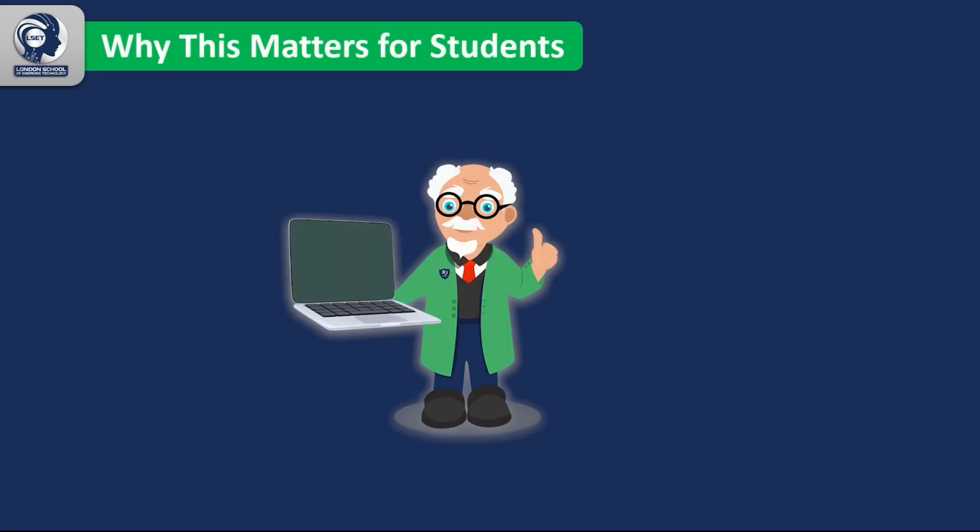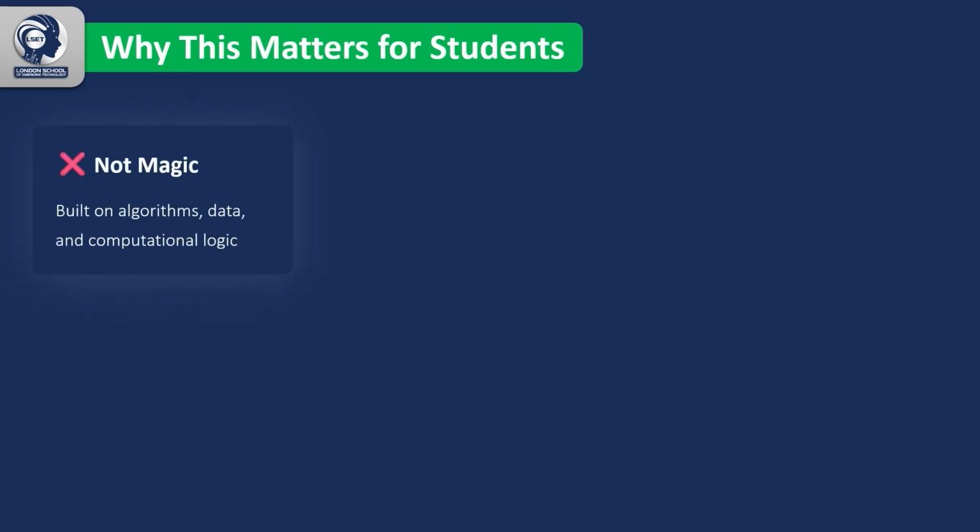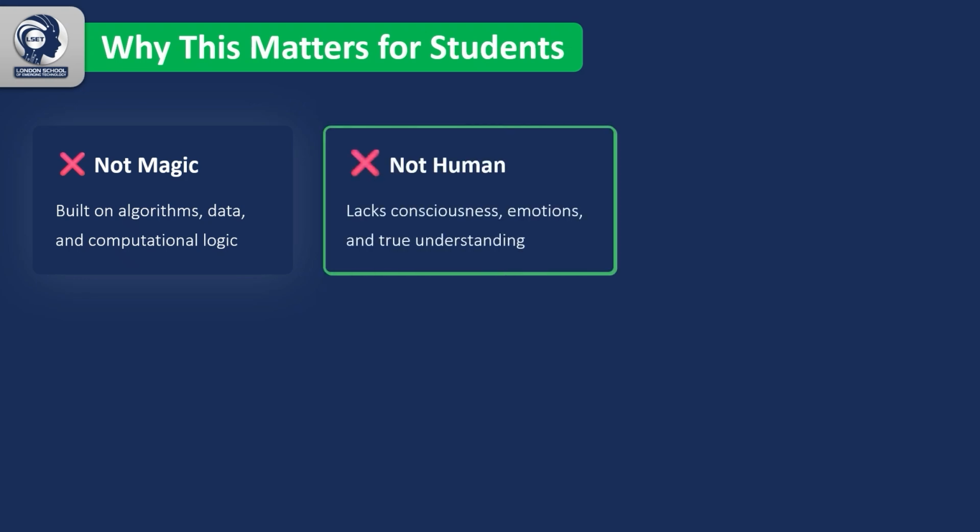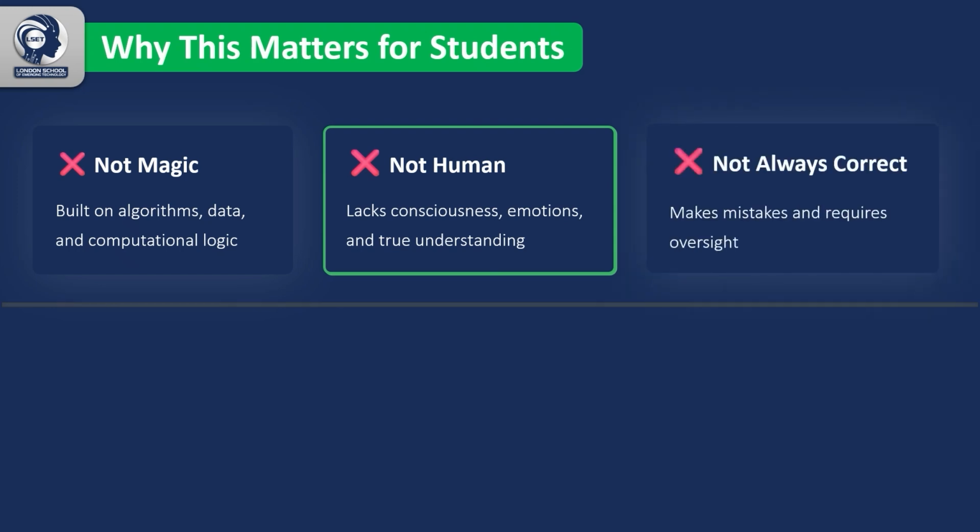It is important to understand what agentic AI is and also what it is not. Agentic AI is not magic. It is built using algorithms, data, and computational logic. It is not human. It does not have consciousness, emotions, or real understanding. And it is not always correct. It can make mistakes and still needs human oversight.